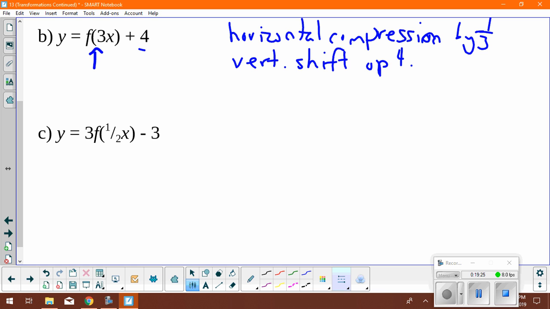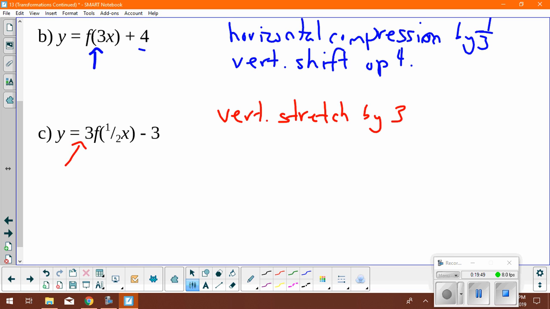Okay, last one. y equals 3 f of 1/2 x minus 3. So right here, my a value is 3. So it's a vertical stretch by a factor of 3.